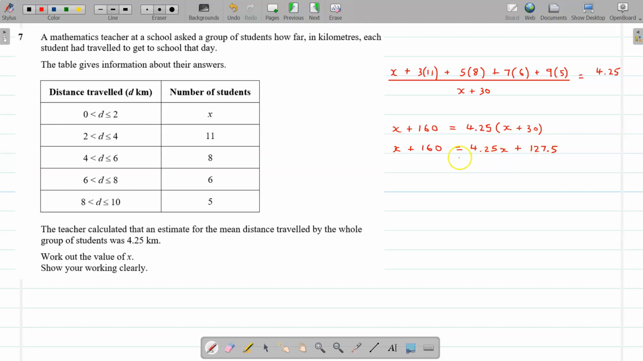So if I now take away x from both sides, I get 160 equals 3.25x plus 127.5. And all I need to do now is subtract the 127.5, so I've got 160 minus 127.5, and then if I divide that by 3.25, it will give me x. Okay, and put that into the calculator.